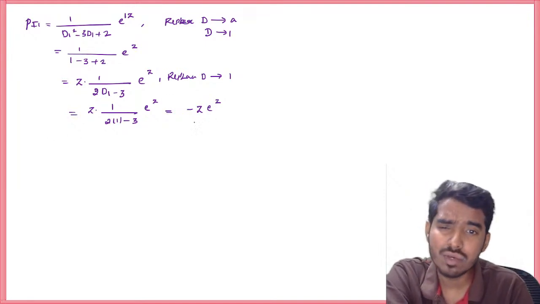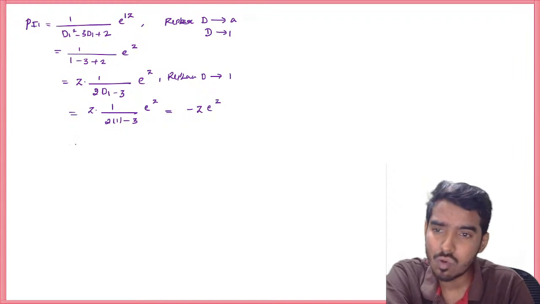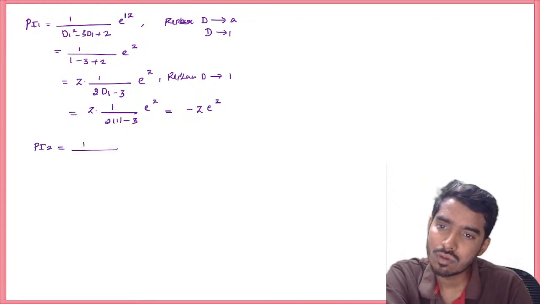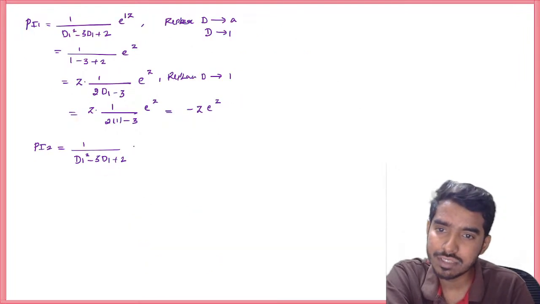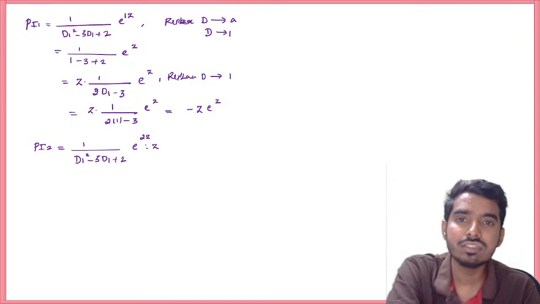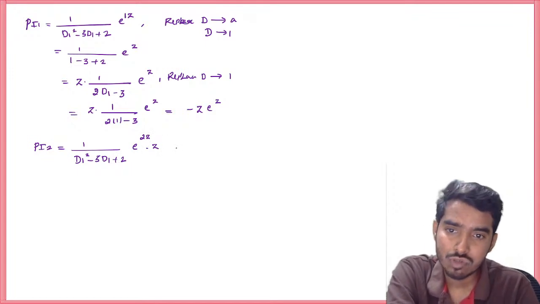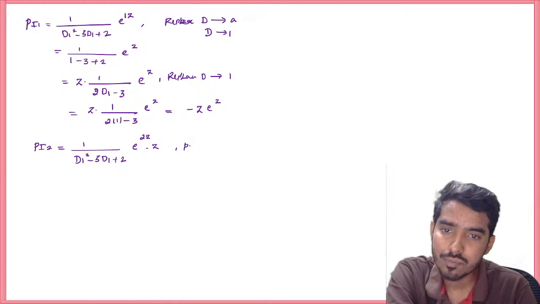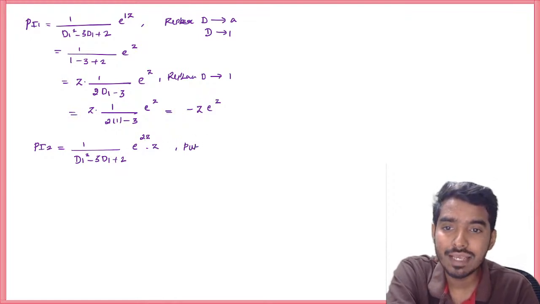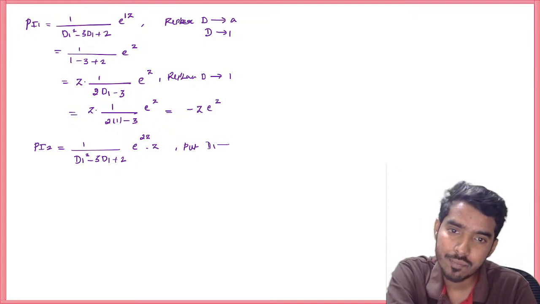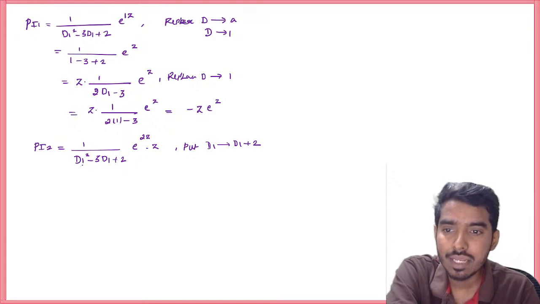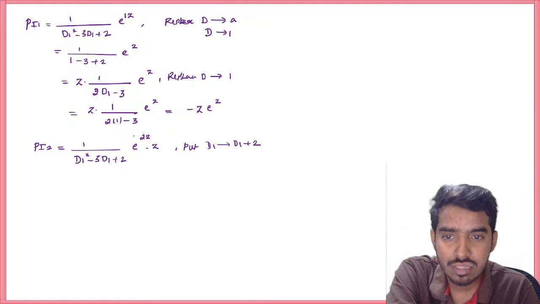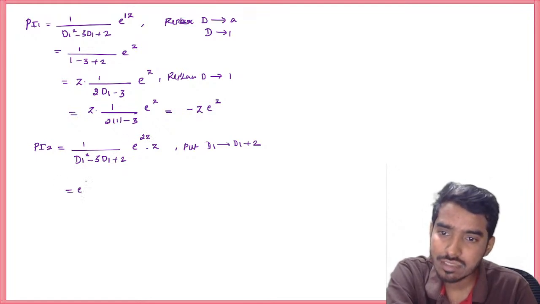Now in PA2, you can also replace z to be log x here itself. PA2 is 1 by f of D1, so D1 square minus 3D1 plus 2, on z e power 2z, that is e power 2z into z. So this is type 4, e power ax into v. So what you have to do? Replace D1 by D1 plus 2. So if you have e power az, replace D1 by D1 plus a. So this work is completed. So take this e power 2z outside.